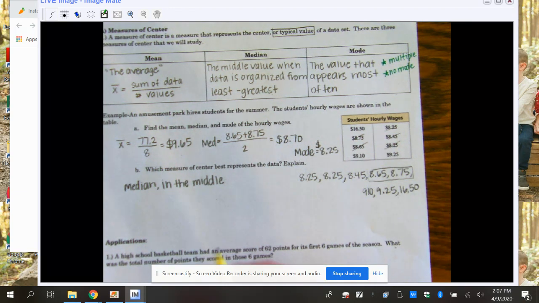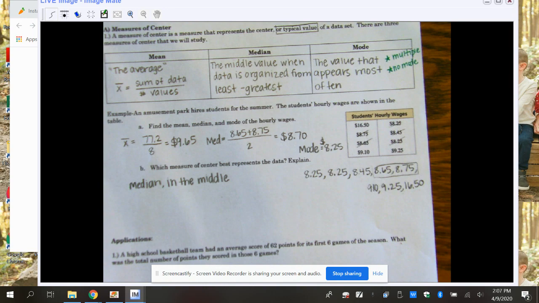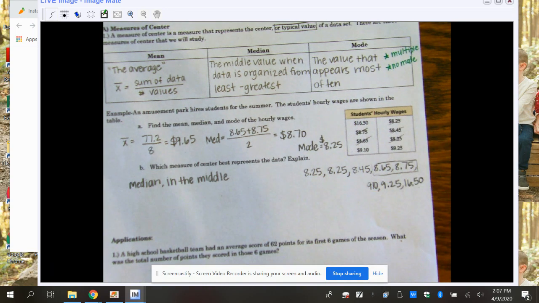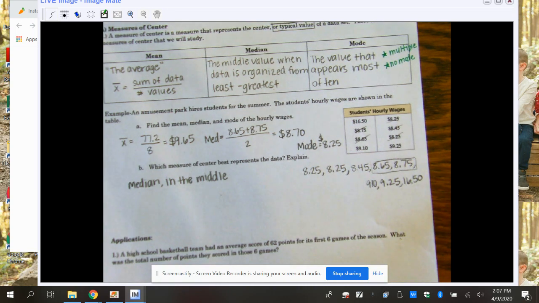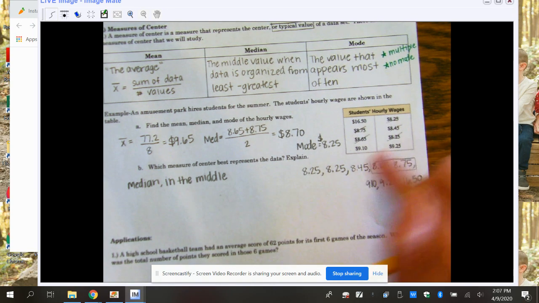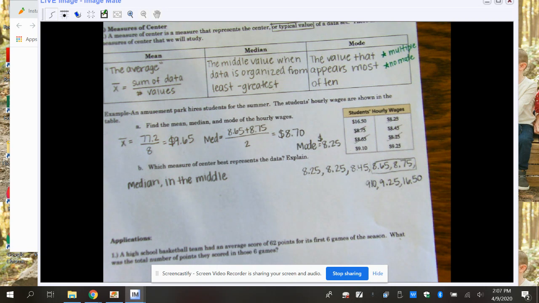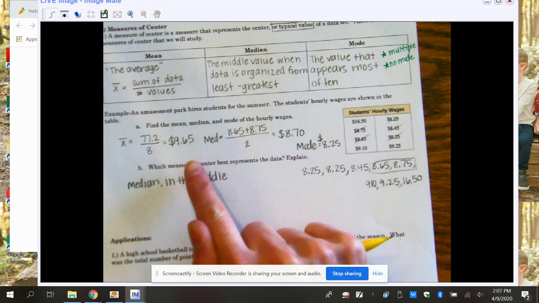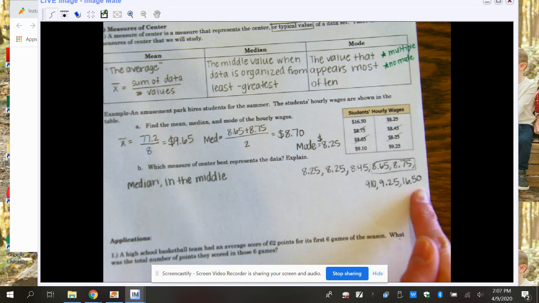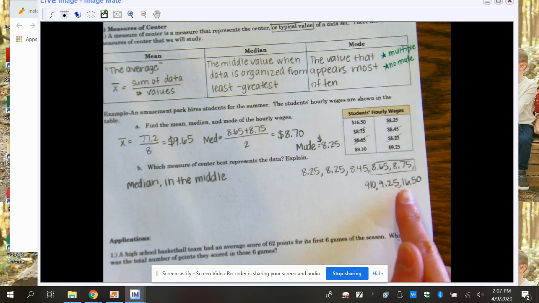This comes into play when, say, the owner of this amusement park were to post an advertisement to try to get people to work there, and say, oh, the average salary is $9.65. Obviously, that's great, right? That's decent earnings for a summer job. However, that average is extremely misleading, because there's only one person that makes higher than that. Everyone else makes under that. So these people are going to go in and think that they're going to make $9.65 when they're not going to.